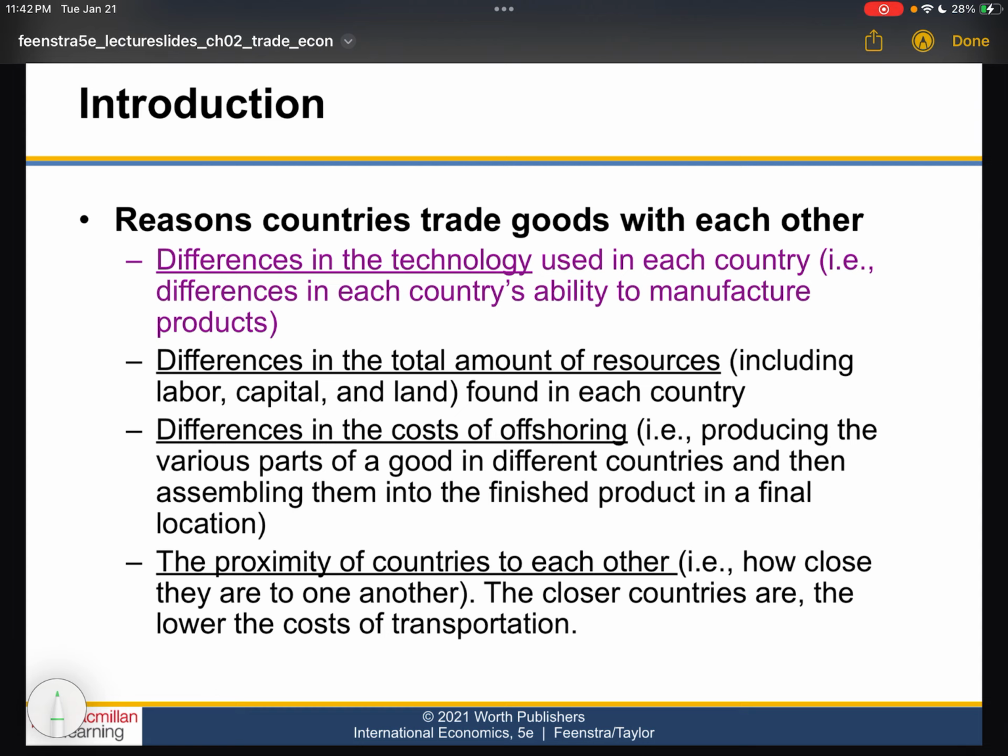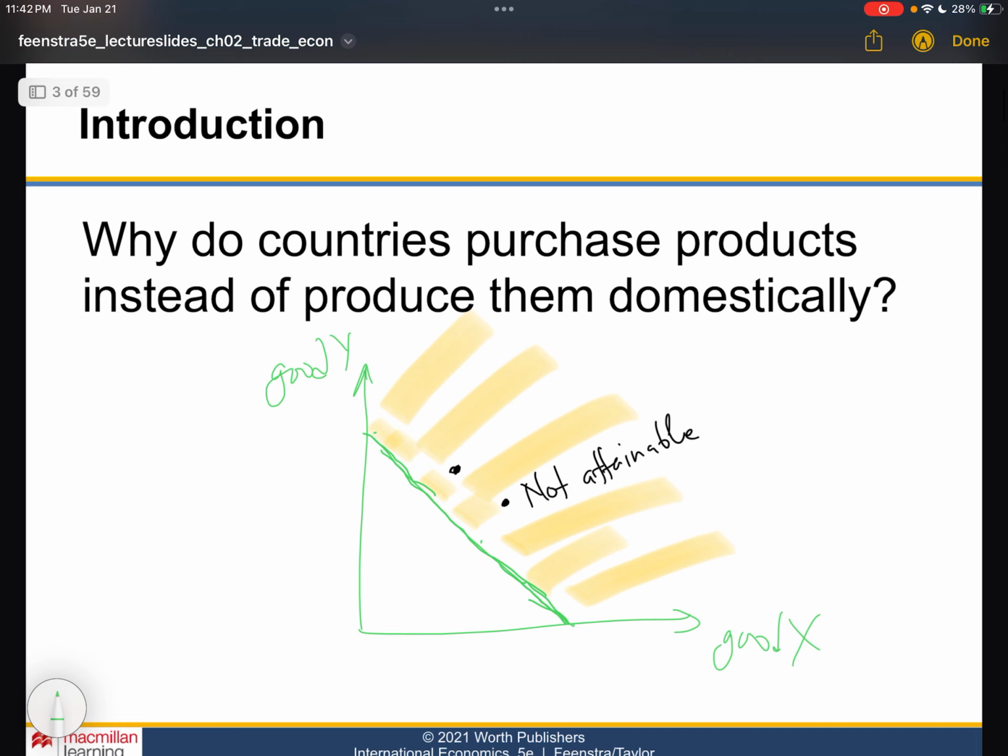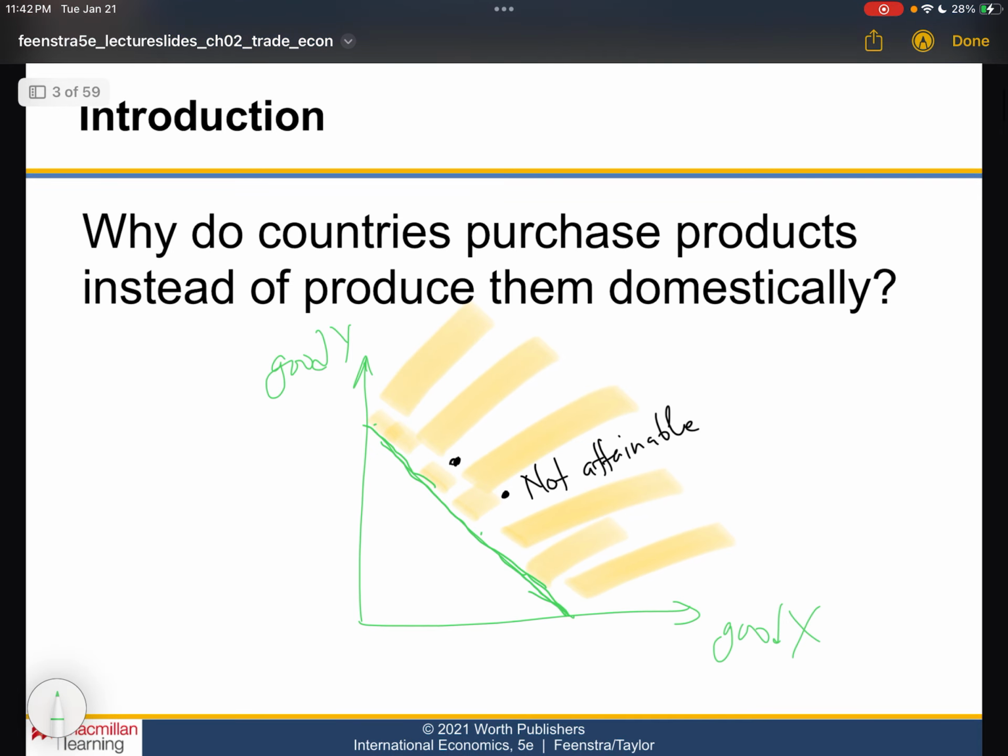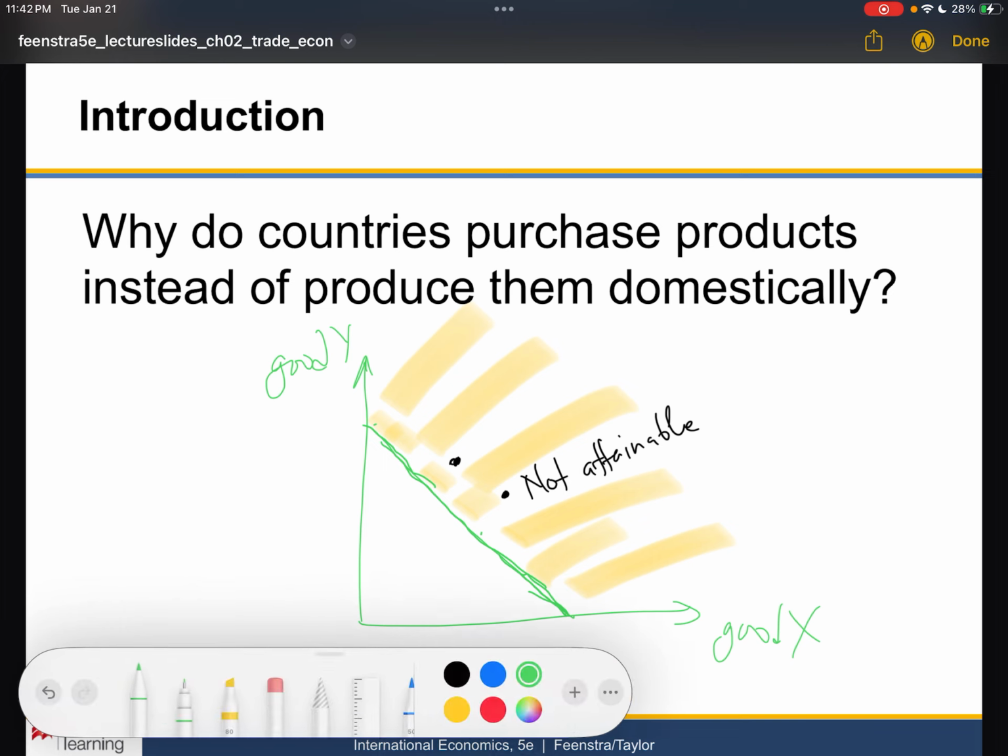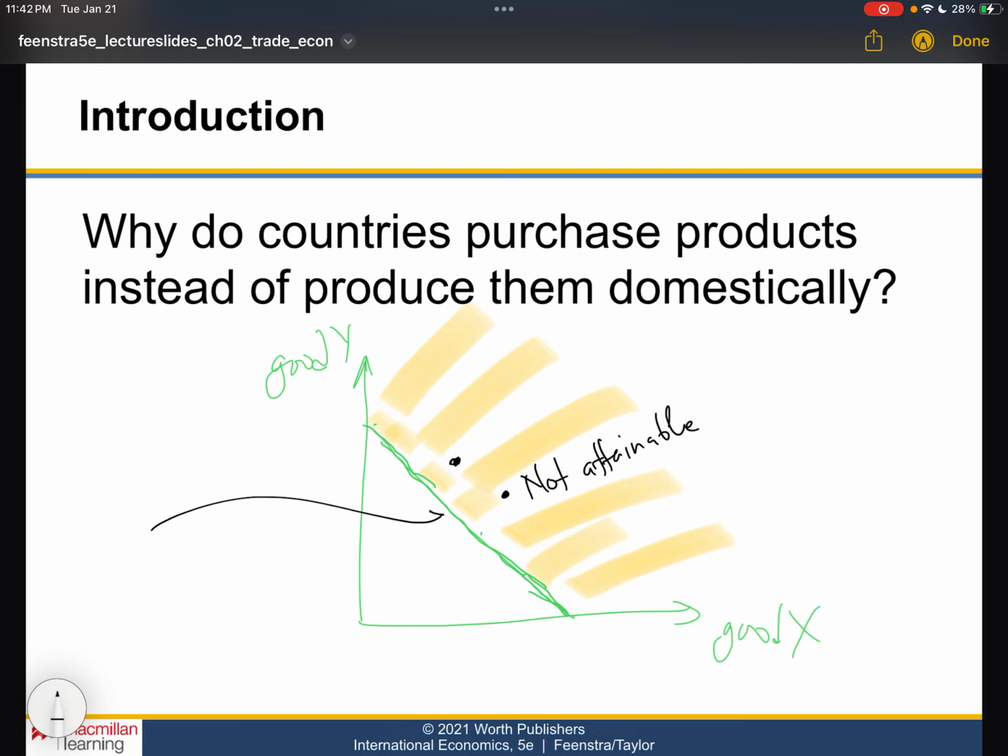Countries trade with each other because of differences in technology. Let's go back to this. I told you the green line, the PPF. What is the PPF? This is the PPF. In case you joined the class late, that green line over there is the PPF. What is PPF? Production Possibilities Frontier. That's the PPF, right?